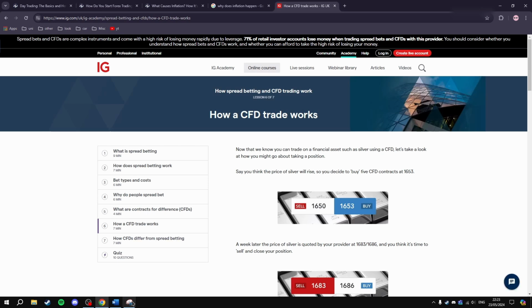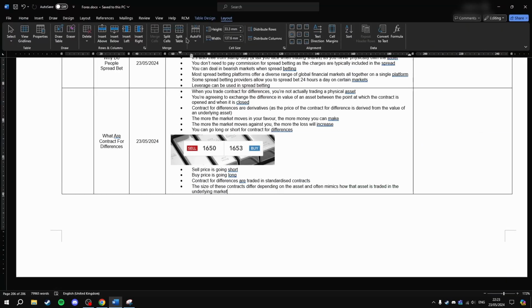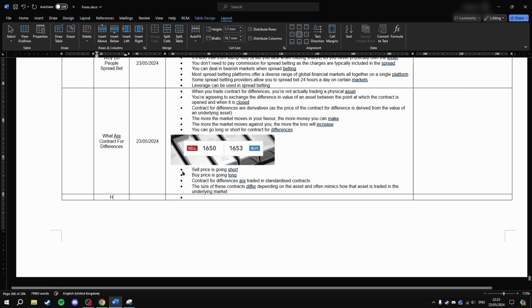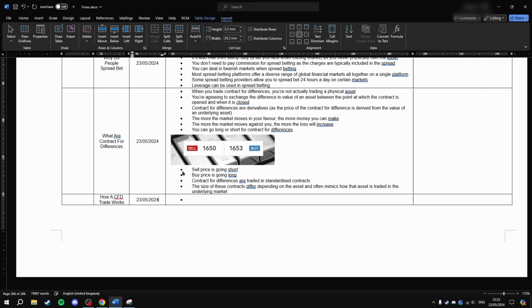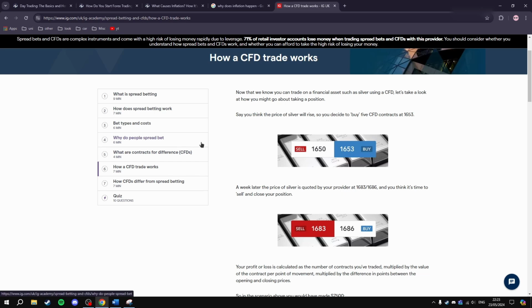How a CFD trade works. Now that we know you can trade on a financial asset such as silver using a CFD, let's take a look at how you might go about taking a position. Say you think the price of silver will rise, so you decide to buy 5 CFD contracts at 1653. A week later, the price of silver is quoted by a provider at 1683, 1686, and you think it's time to sell and close your position.